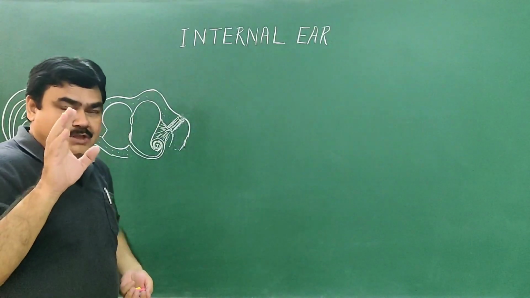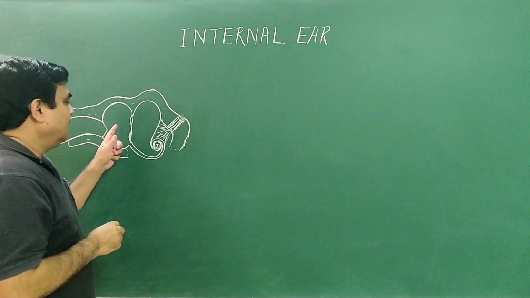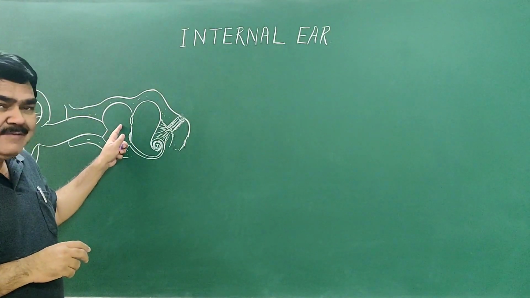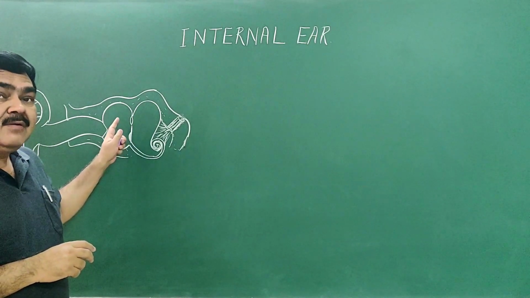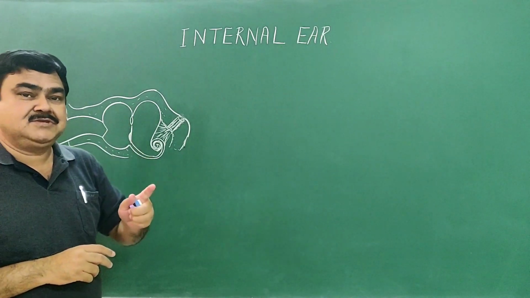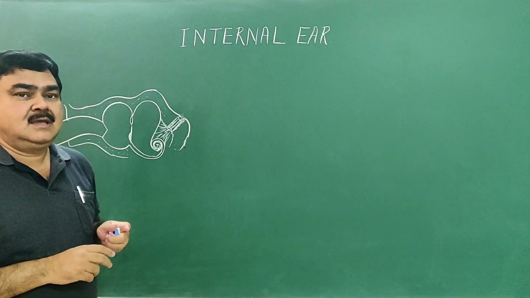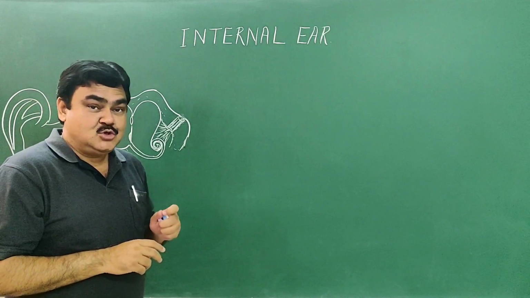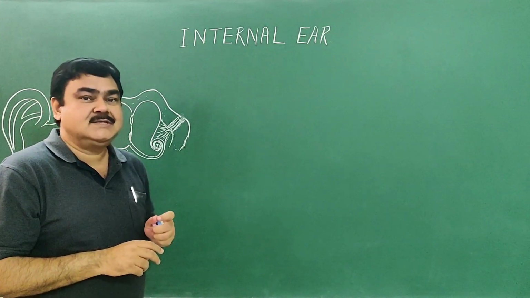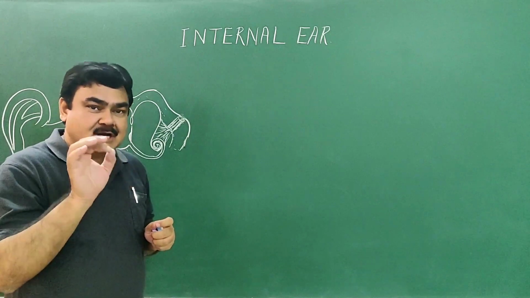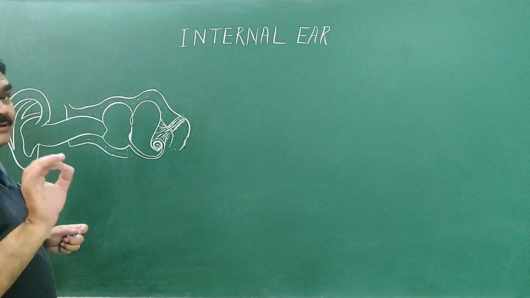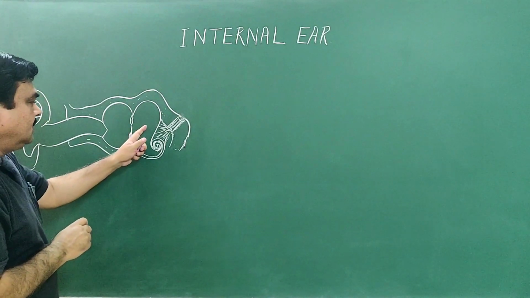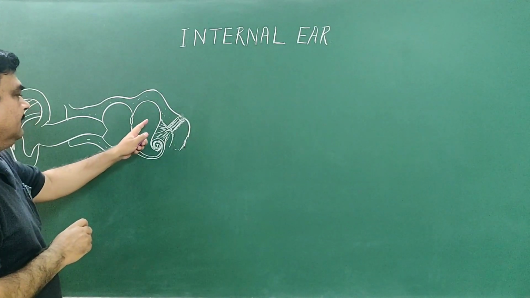And one very important thing: the internal ear, the middle ear cavity, the malleus, incus, stapes ossicles, and the mastoid antrum assume full adult size at the time of birth. So this is very important. Now, this is the internal ear.